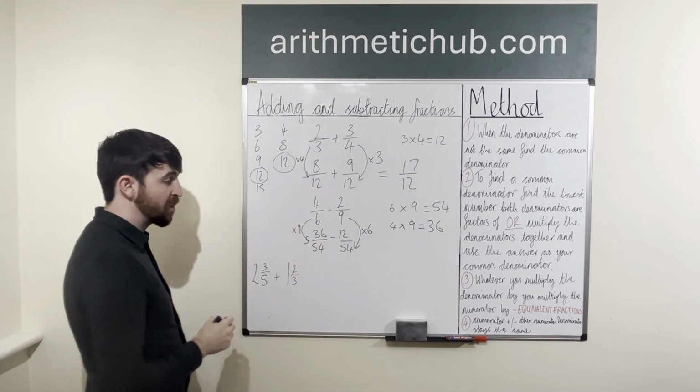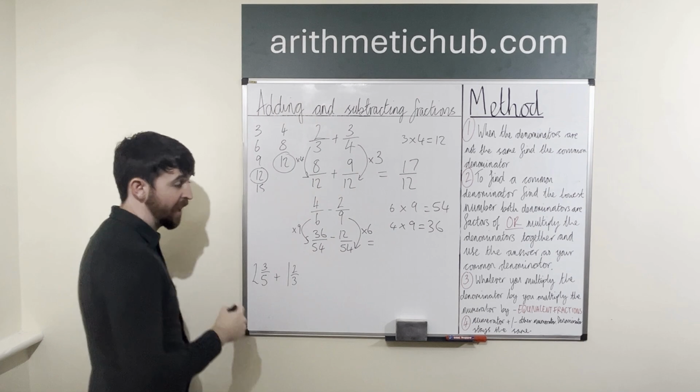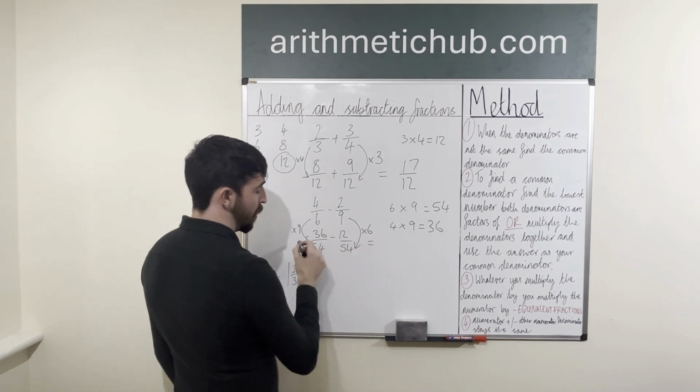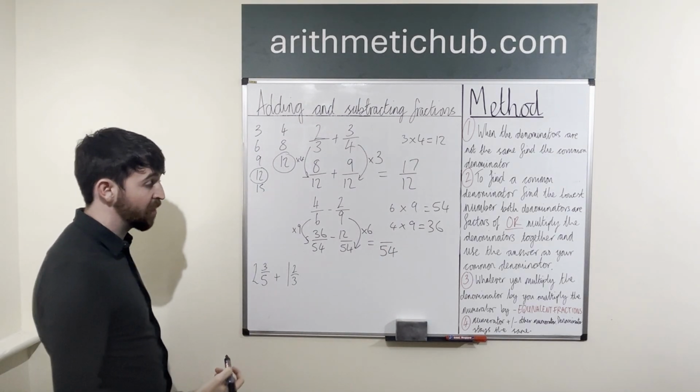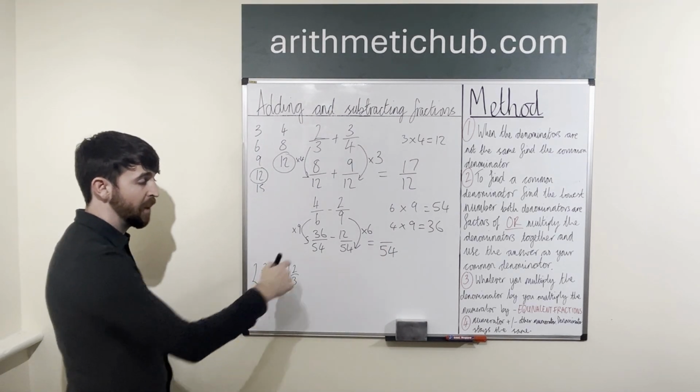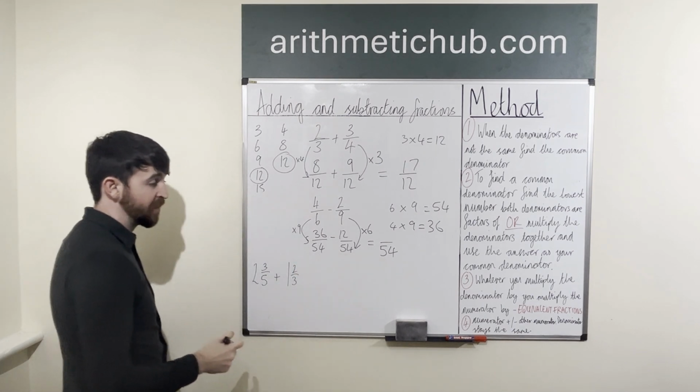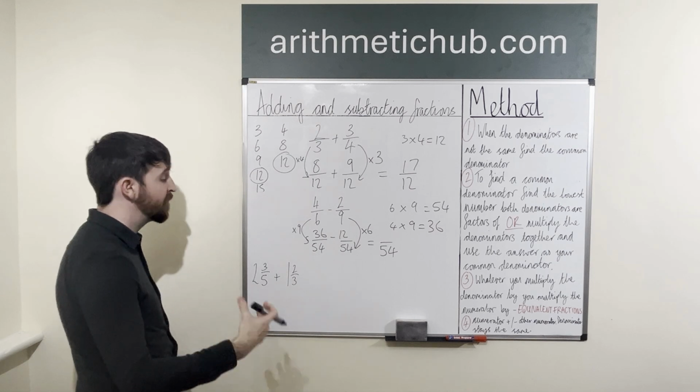Then what I would do, just to make sure that I wasn't making any mistakes, first things first, I put 54 in my answer over here, because we know that's going to be the common denominator. The denominators, when they are the same, stay the same in the answer.